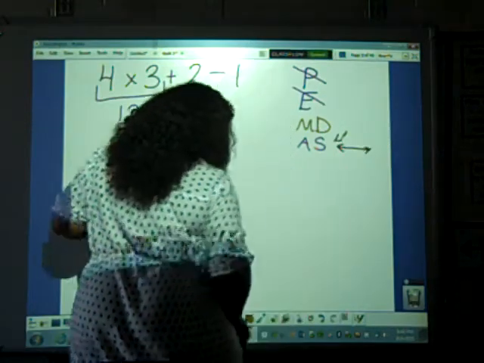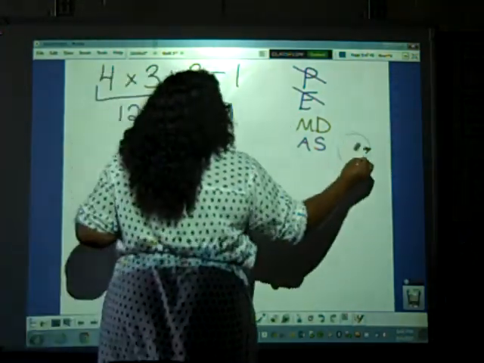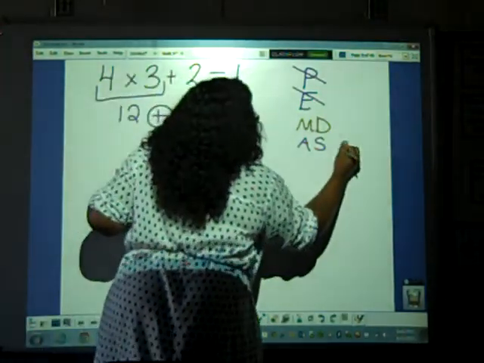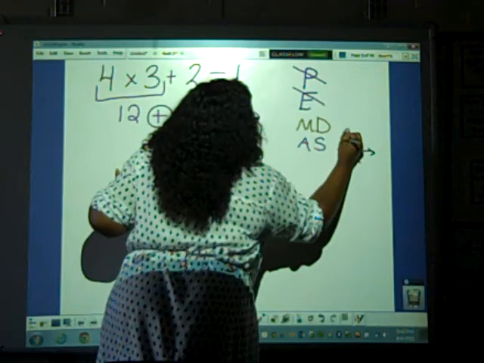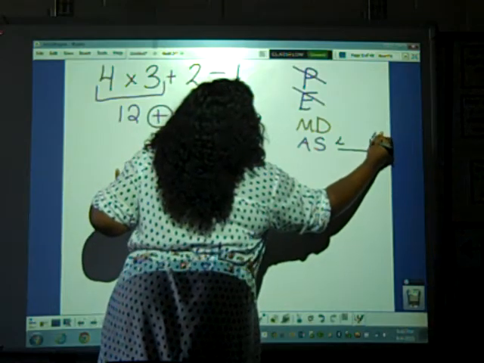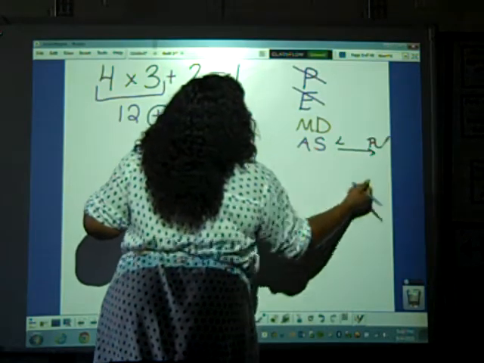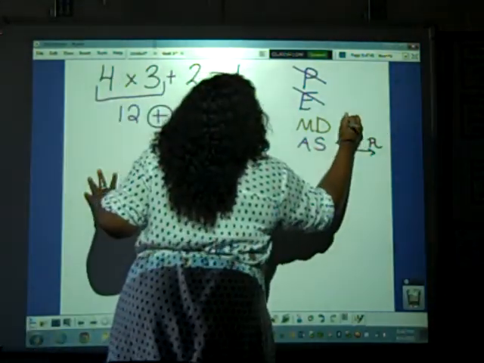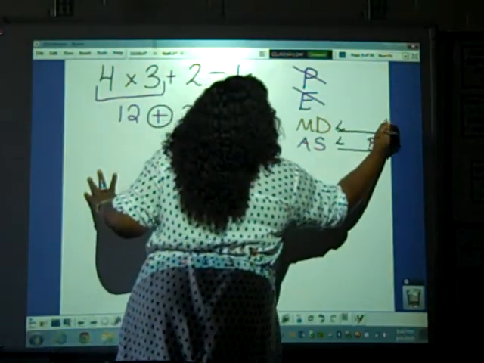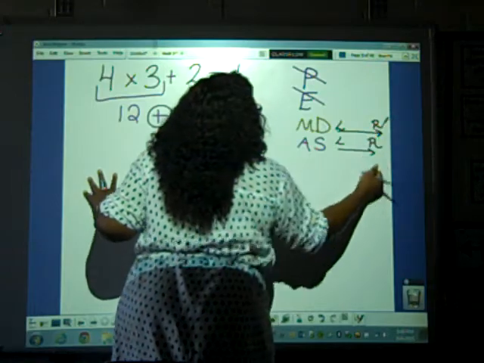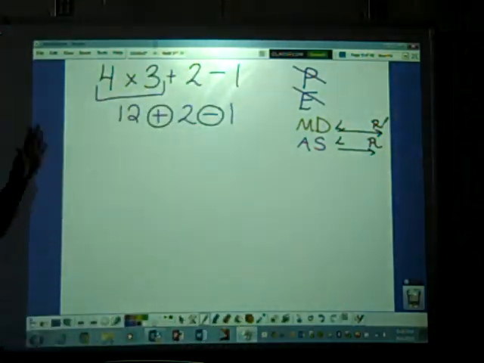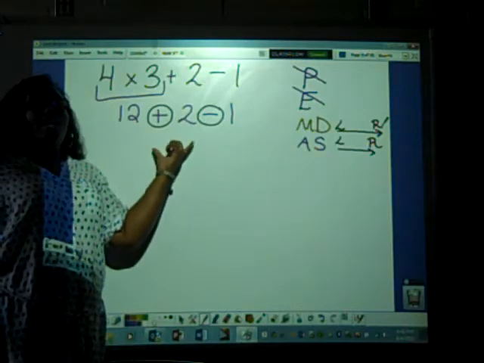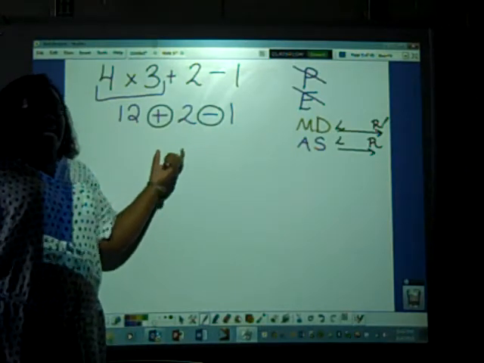I'll do it like this. From left to right. So start here, and you're going to stop here. From left to right. Same thing with multiplication and division. From left to right. You have to solve your expression from left to right, no matter what order it's in.